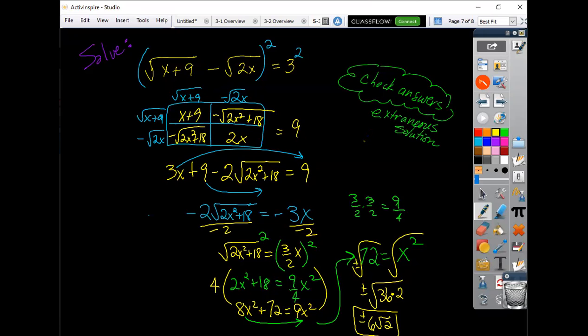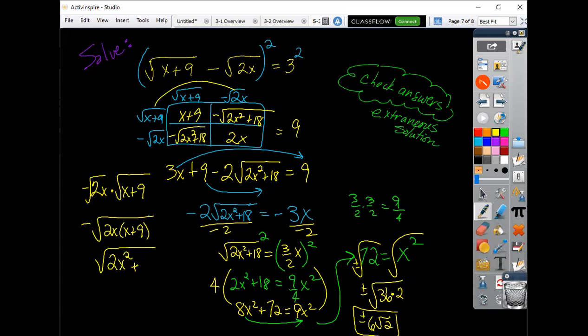I squared both sides of my equation. Just kind of looking through all of these parts. This has to be right. This one would be a negative square root. That's a little suspicious of this one. So I'm just writing it out here to check. Negative square root of 2x times the square root of x plus 9. That'd be a negative times a positive is negative. 2x times x plus 9 is indeed 2x squared plus 18x.